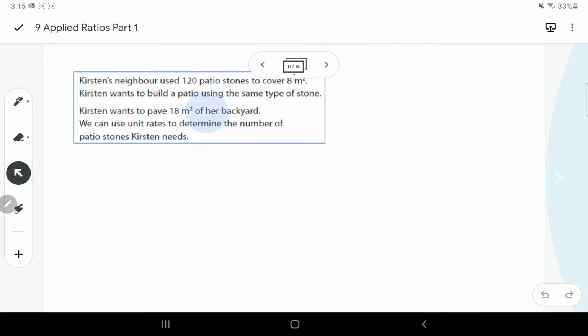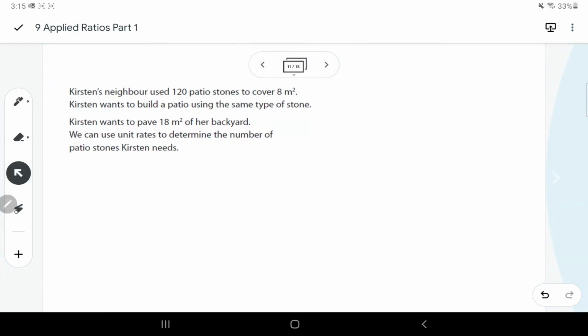So the last ones are word problems. So this one says, Kirsten's neighbor used 120 patio stones to cover 8 meters squared. Kirsten wants to build a patio using the same type of stone. Kirsten wants to pave 18 meters squared of her backyard. We can use unit rates to figure out the amount of patio stones. So we're going to find this using ratios.